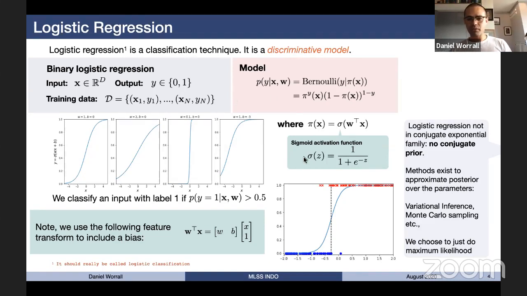The sigmoid is between 0 and 1, so we've chosen it because it gives you numbers between 0 and 1, which we can use to model pi. So this is the basic formulation of logistic regression, which is this classic technique.